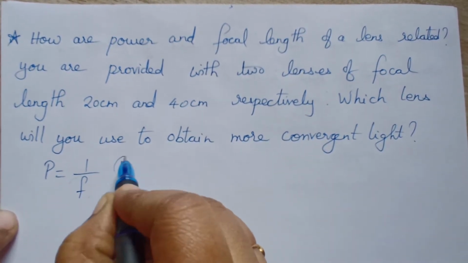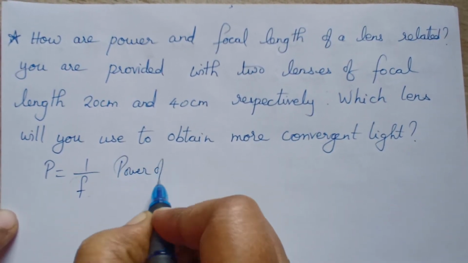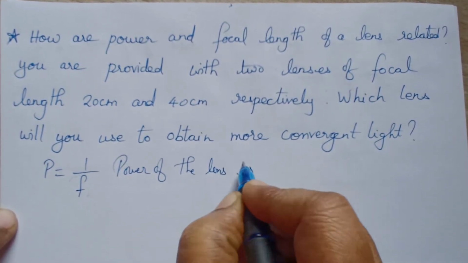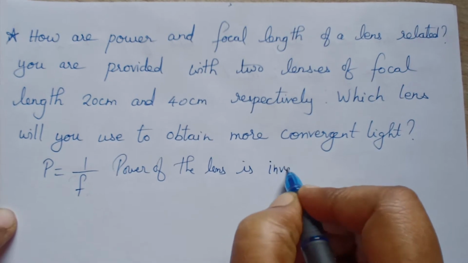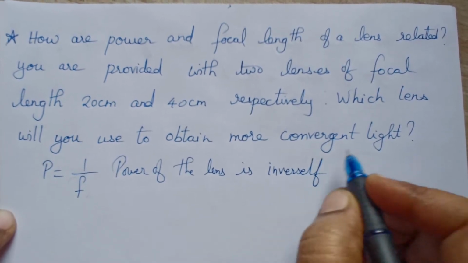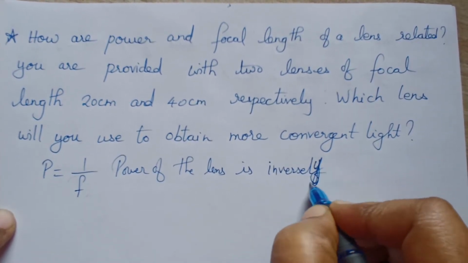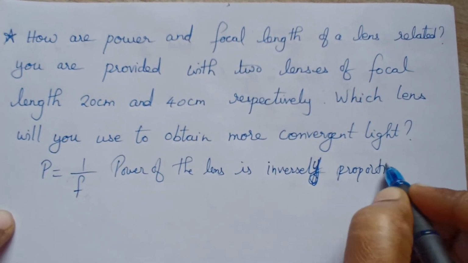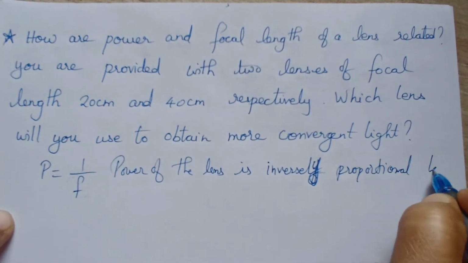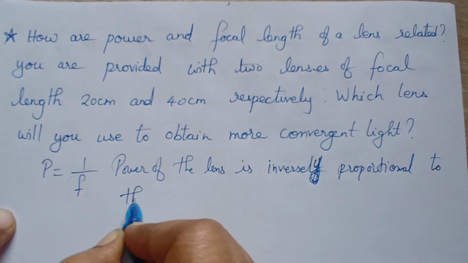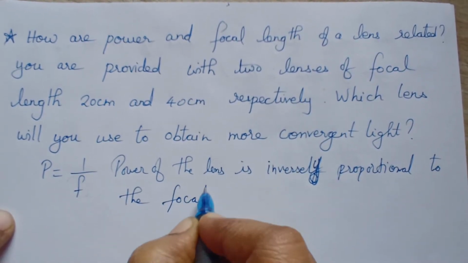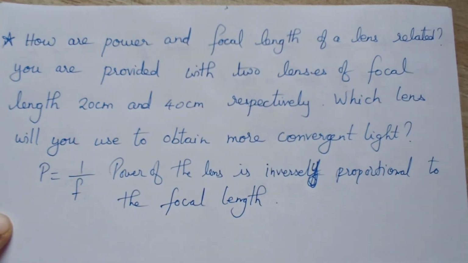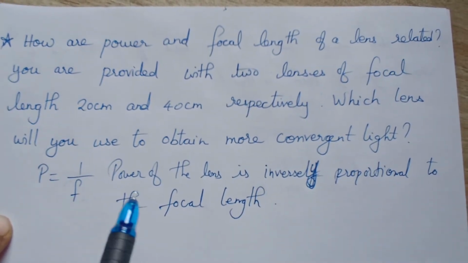You can write this: power of the lens is inversely proportional to the focal length. Power of the lens is inversely proportional to the focal length, okay.